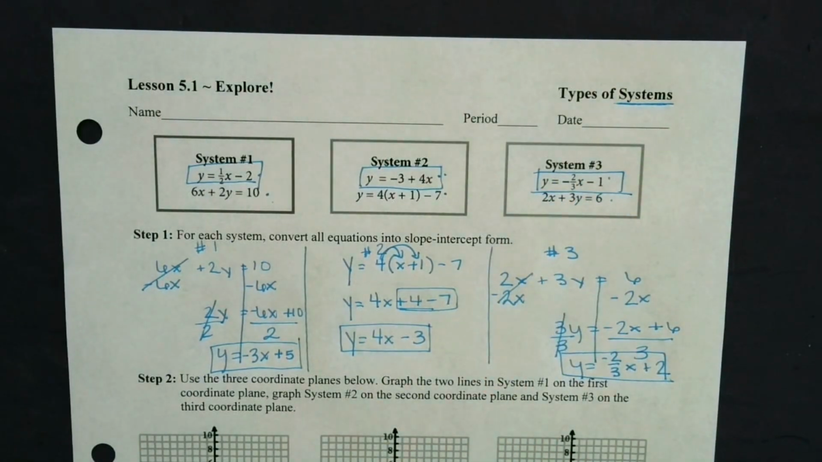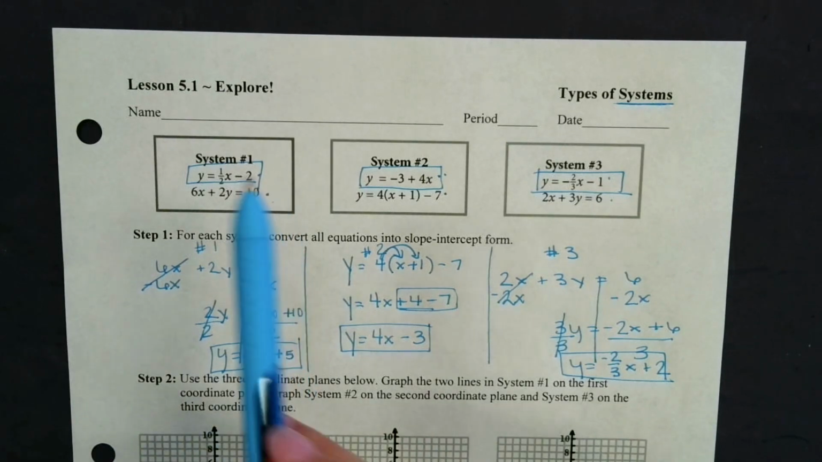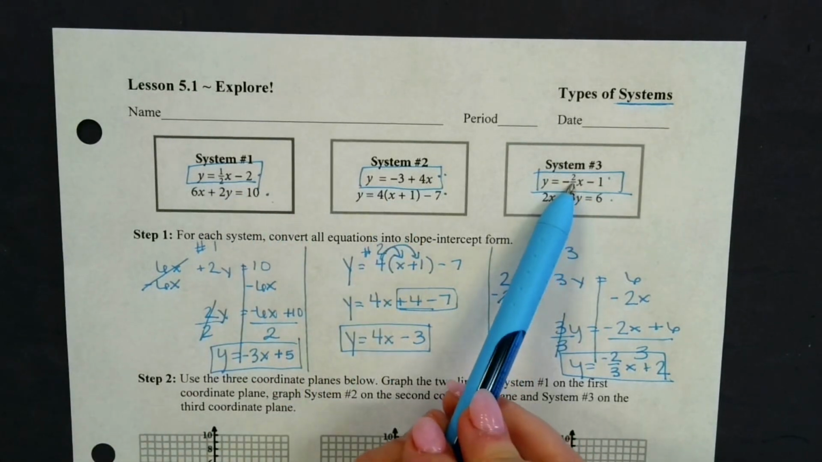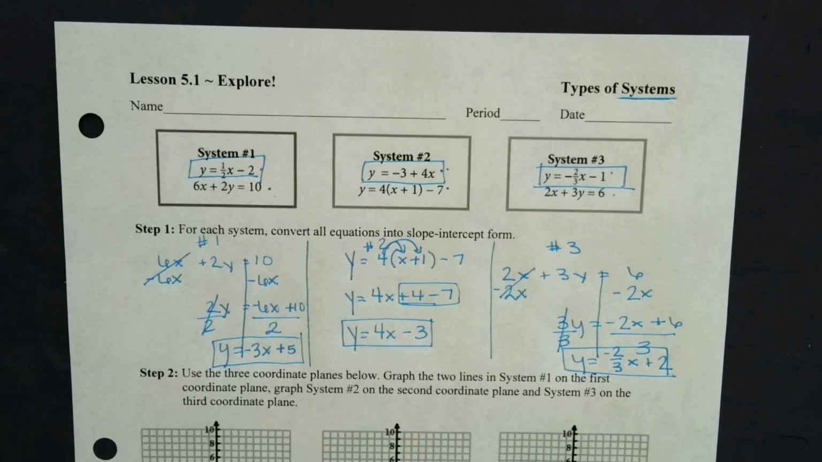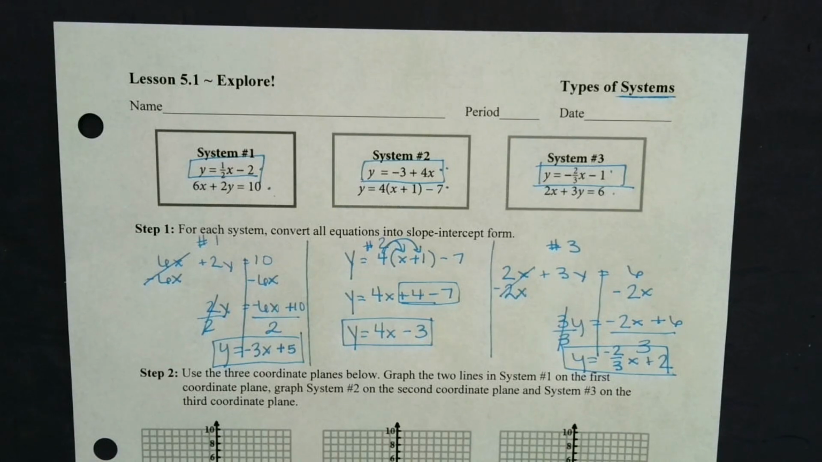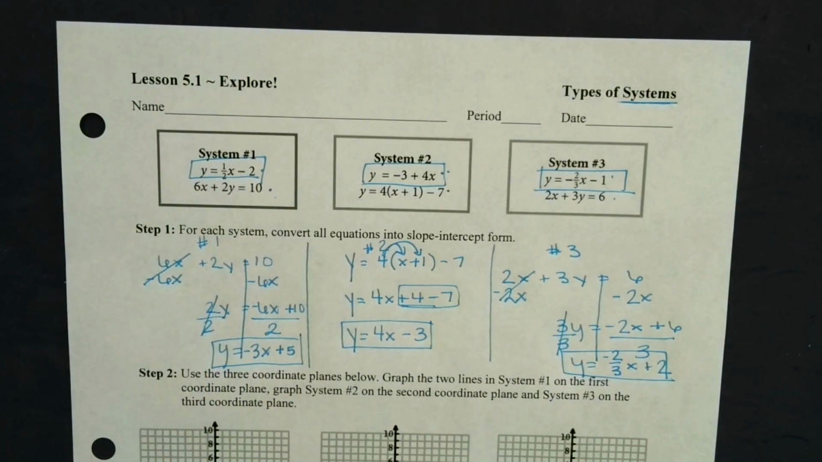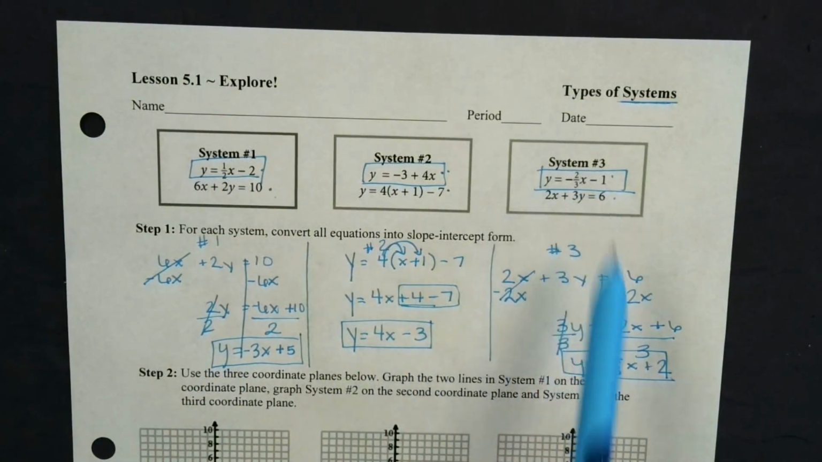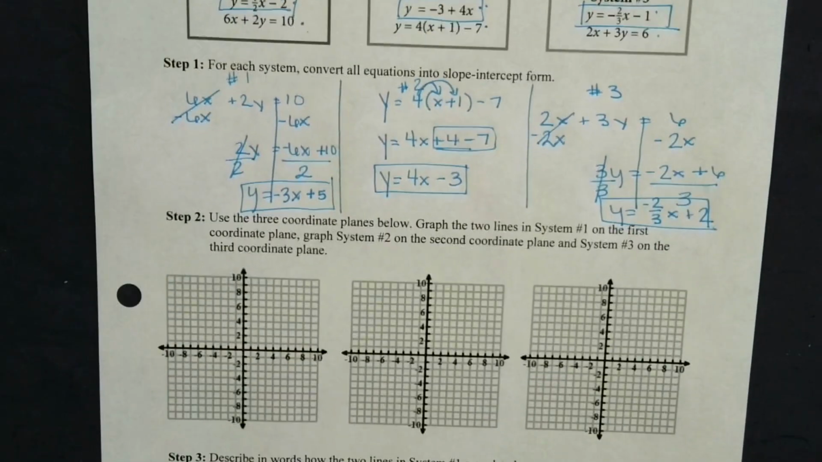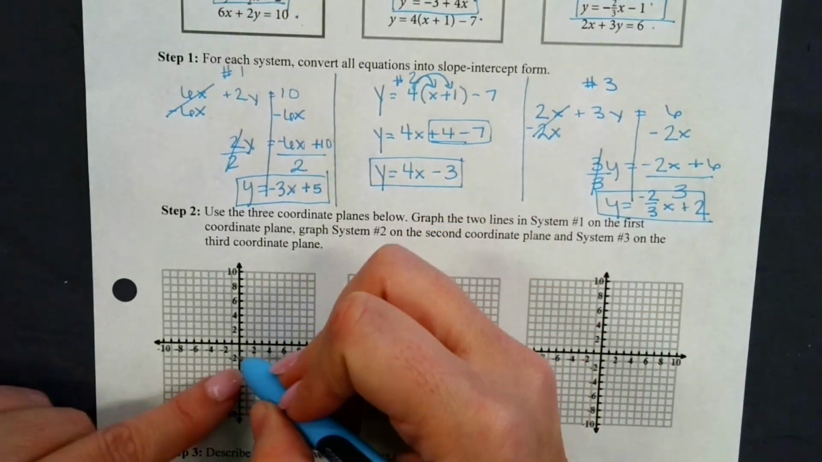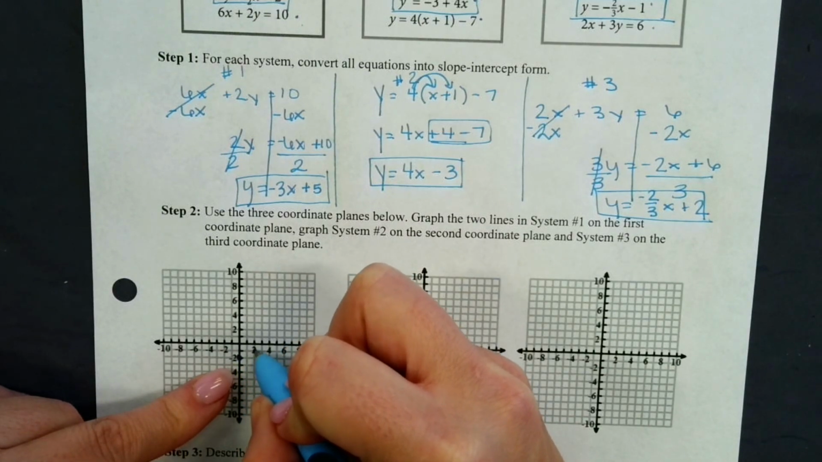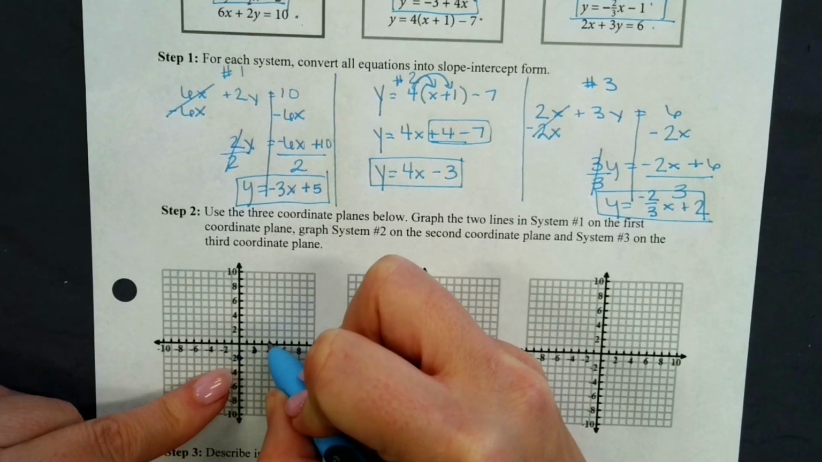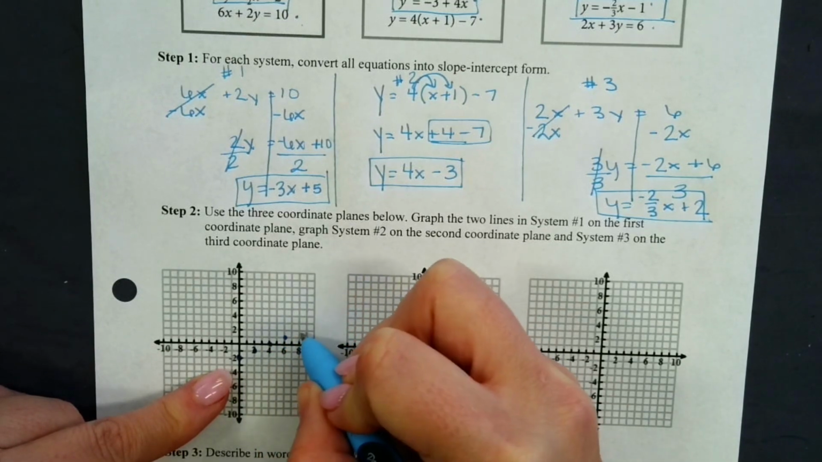So what I want you to do right now is see all these top ones that we didn't have to change? I want you to graph those on each one of these corresponding graphs. That's all I want you to do. I want you to graph this one on this graph, this one on this graph, this one on this graph. Okay? And I want you to extend the lines as far as you can.